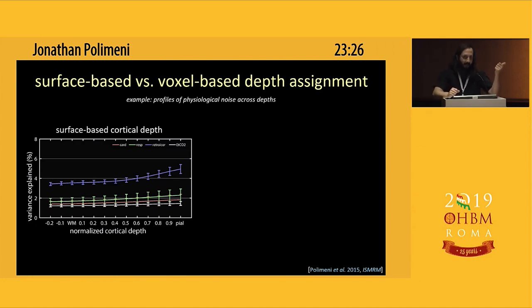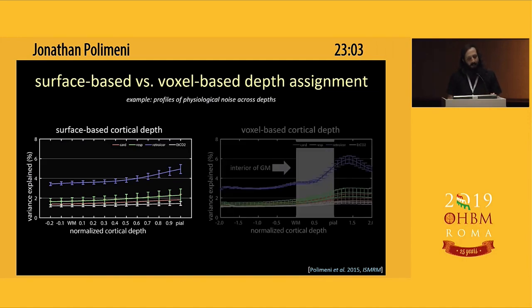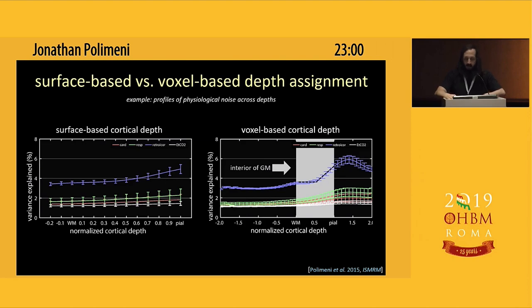This is a fun example in which we're looking at physiological noise across depths. So in this plot here, just draw your attention to the blue curve. This corresponds to the percentage of variance explained in resting state BOLD with the RETROICOR regressor, which contains contributions from both cardiac and respiratory noise. We can see that the amount of physiological noise just very slowly increases in the surface-based cortical depth profile as we sample closer and closer to the pial surface. However, if we consider the same data using a voxel-based cortical depth profile, we can see that the curve becomes much more L-shaped because there's less smearing along the depth dimension. We can better see that there's a transition between regions in which the voxels are more dominated by noise from the white matter versus voxels being more dominated by noise from the CSF.